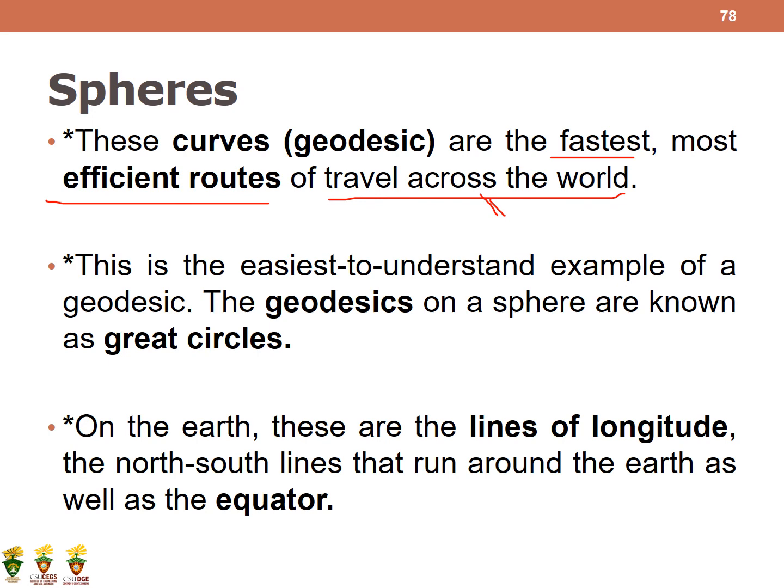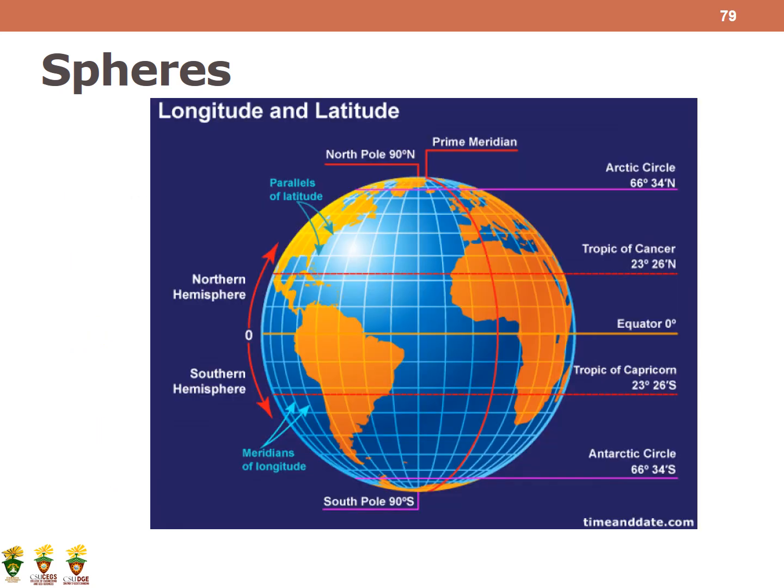And on earth, these are the lines of longitude, the north or south lines that run around the earth, as well as the equator. All the lines of longitude, as we all know, kanang from North Pole to South Pole, so that is all a geodesic, and for the latitude, only the equator. So all these from north to south, kada siya nga mga lines, tanan nga line are all geodesics, and for the latitude, only the equator.